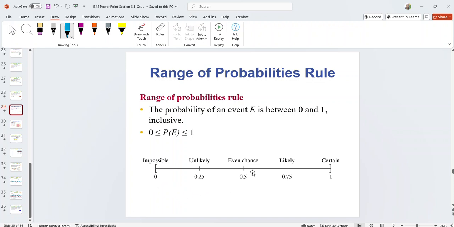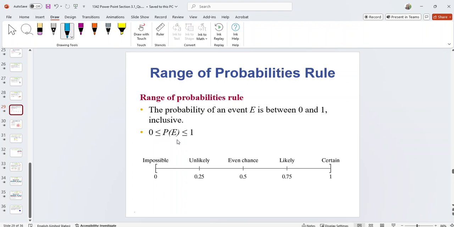Less than 0.5 is usually called unlikely, especially if you have less than a quarter chance, it's called very unlikely. And if you have more than 75%, we usually call it very likely, or just likely between 0.5 and 0.75. You can emphasize how likely something is that way. But definitely, know that probability is between 0 and 1.